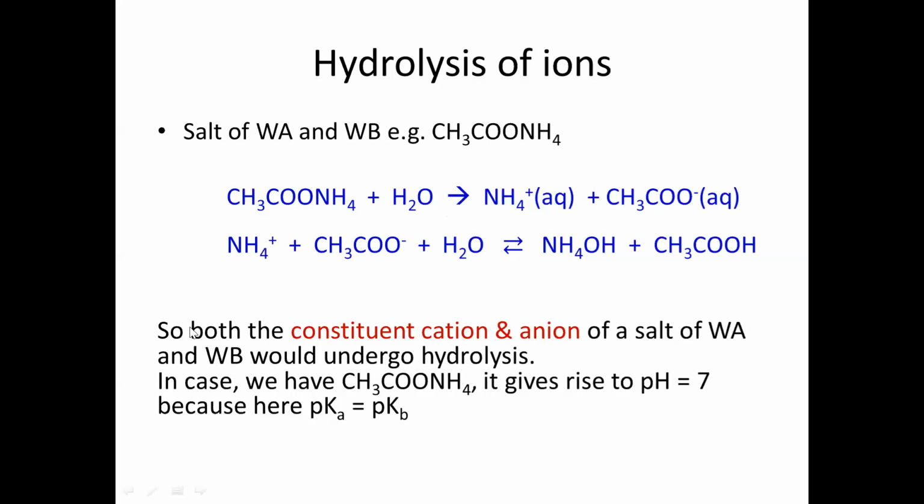So here we have understood that both the cation as well as the anion of this salt will undergo hydrolysis. In the case that we are discussing, that is ammonium acetate, the acid dissociation constant as well as the base dissociation constant for both these constituents is actually the same. That is, pKa and pKb are absolutely the same for acetic acid and ammonium hydroxide. So in this case, we can say that pH will be equal to 7.